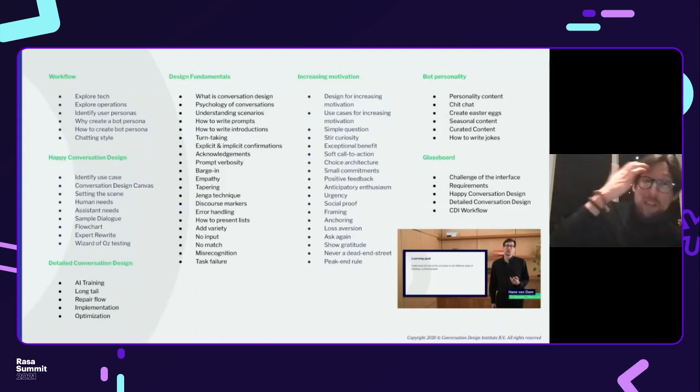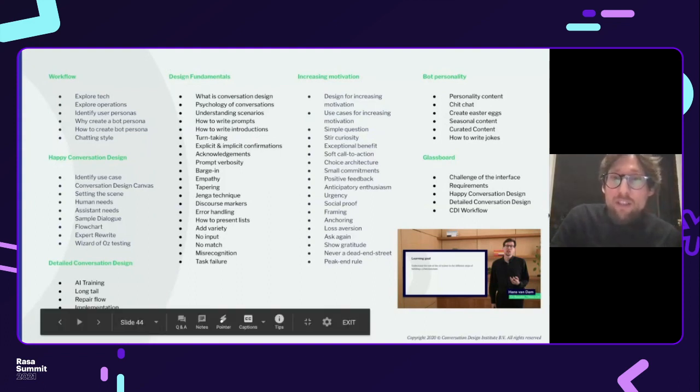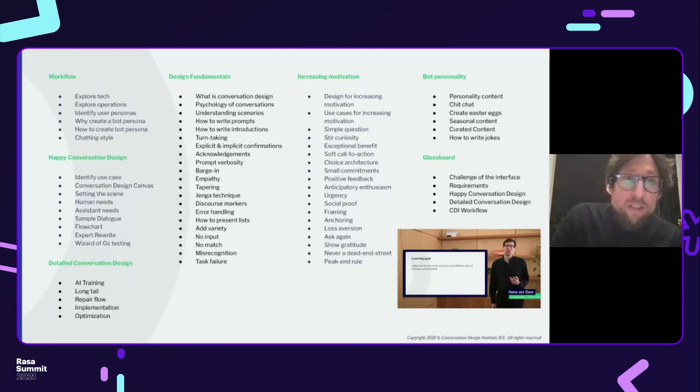So in our online academy, here you see all the different things that you can learn as a conversational team, right? So here you see some of the things around the happy conversation design, detailed conversation design, but there's also fundamentals that you just need to start thinking about as a design team. Turn taking, prompt verbosity, tapering, Jenga techniques, what you're going to do with all the error handling, and particularly the increasing motivation.